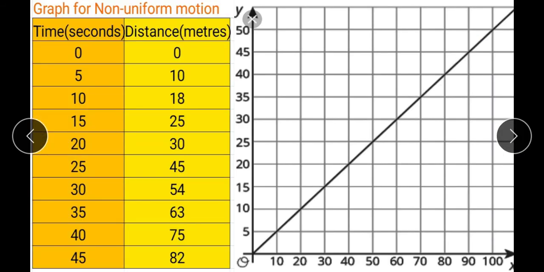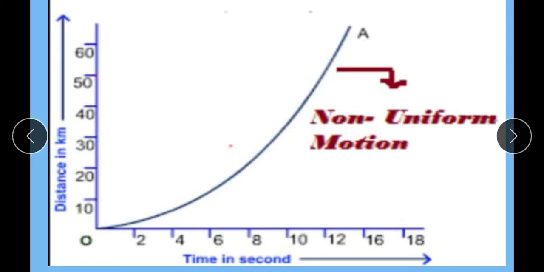Now this is a graph for non-uniform motion. Again observe both columns, time and distance. In the second column, equal distance is not covered by the object in equal intervals. So for non-uniform motion, the graph will not be a straight line. Here is the actual graph for non-uniform motion. It is always a curve, depending upon how the velocity changes in equal intervals of time.